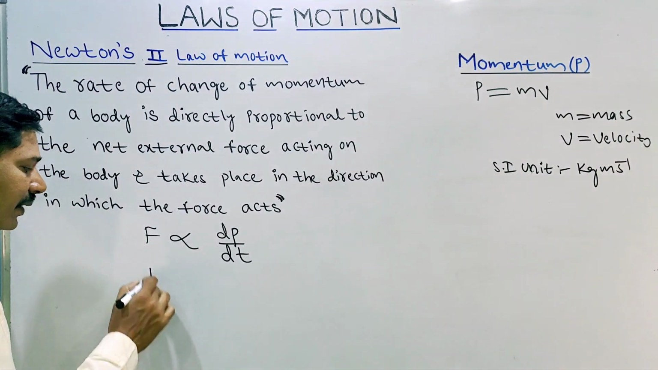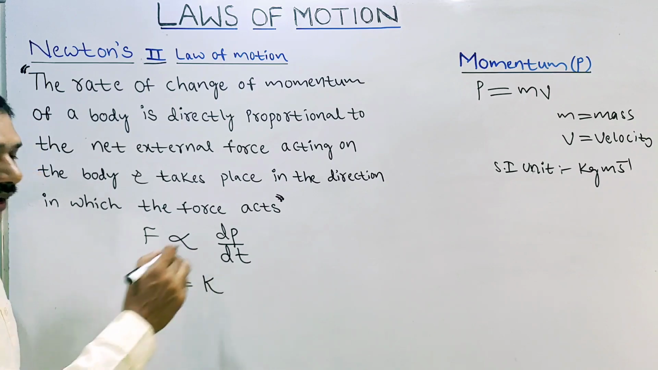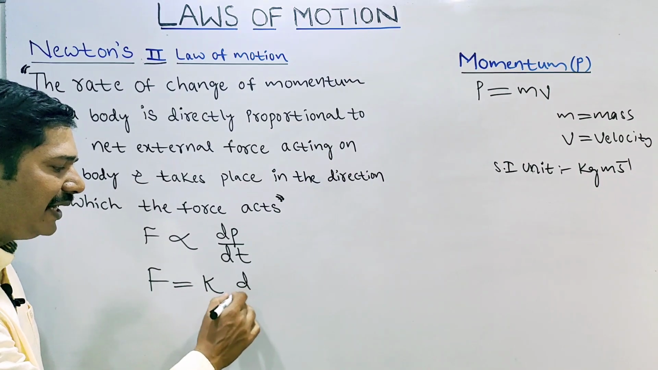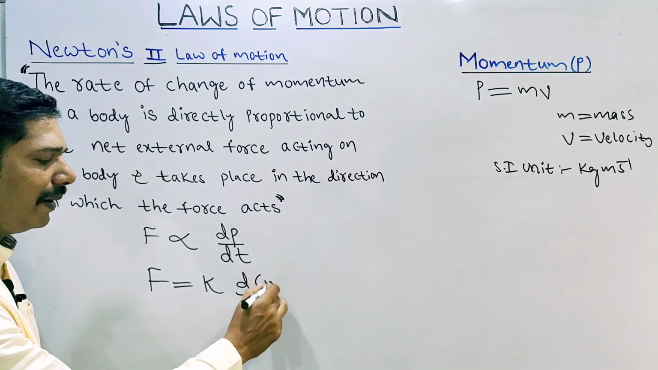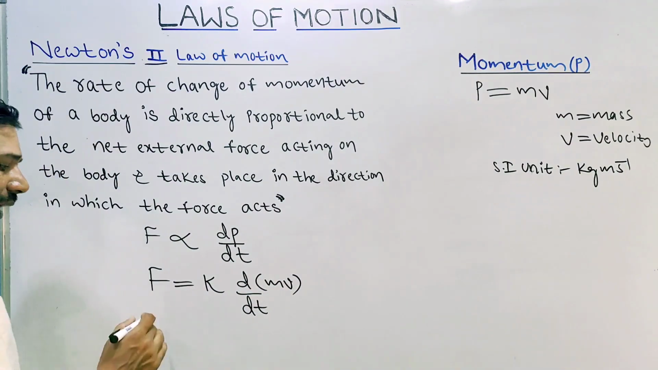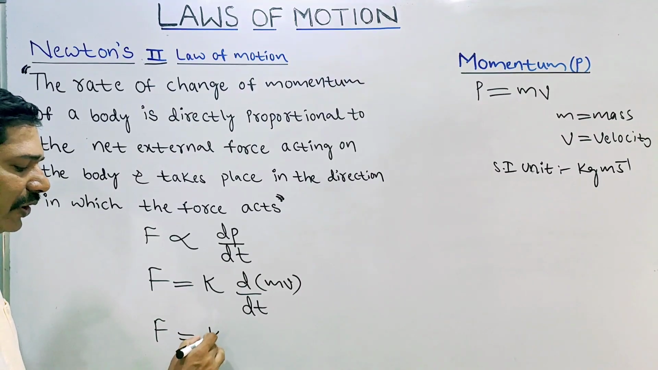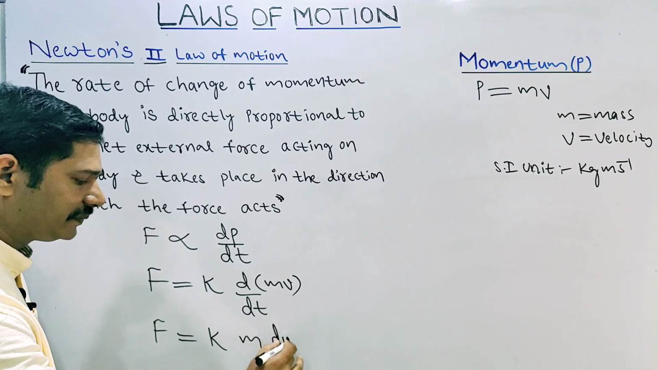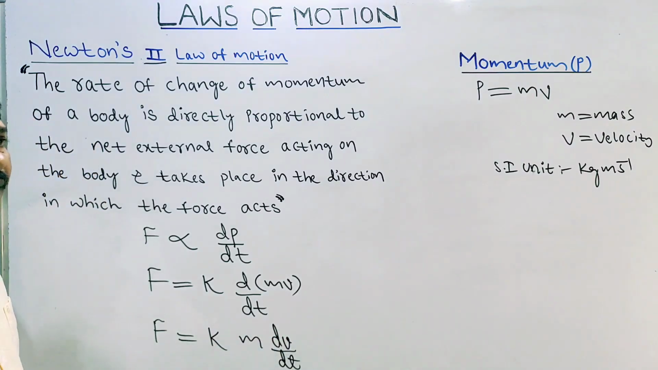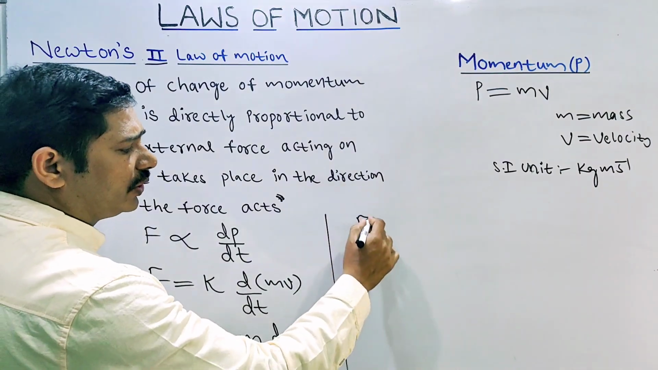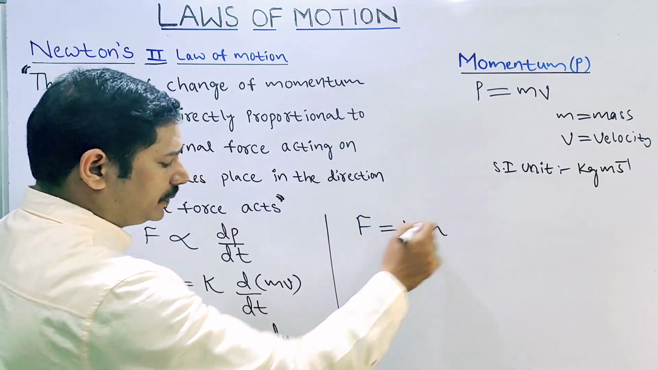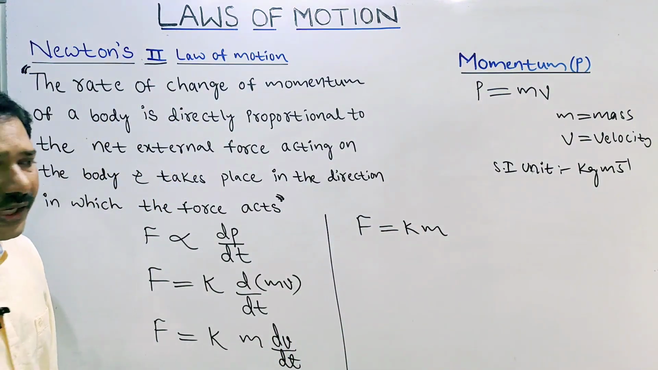Okay, here the proportionality symbol cancels and we can write an equal symbol with one constant. I am taking the constant as k. And here p means, as we just discussed, mass into velocity. So F equal to d by dt of mass and velocity. Okay, F equal to k, and I am writing m outside, m into dv by dt. Therefore F equal to k into m into the rate of change of velocity.